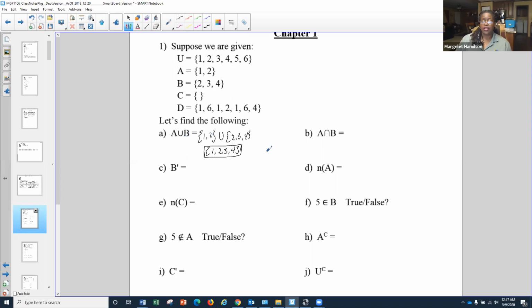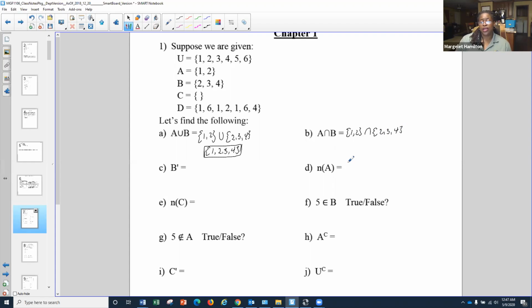All right, let's try B. Here they want A intersect B. So again, we know what the sets are. Again, I'll write them. We have 1 and 2. This also helps with our eye, training it. So we're going to intersect it with our B set, which is 2, 3, and 4.